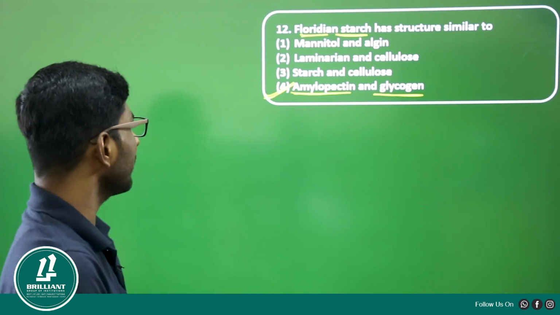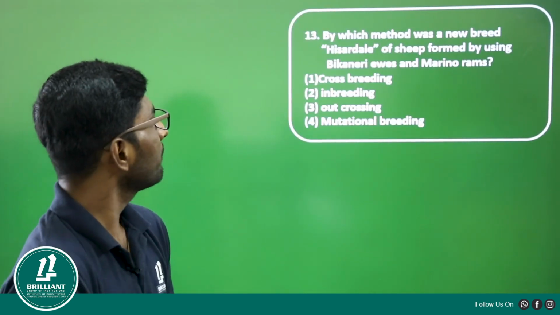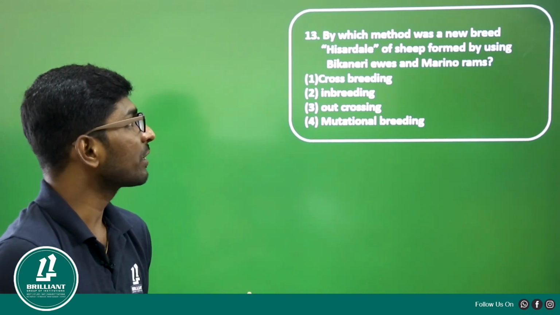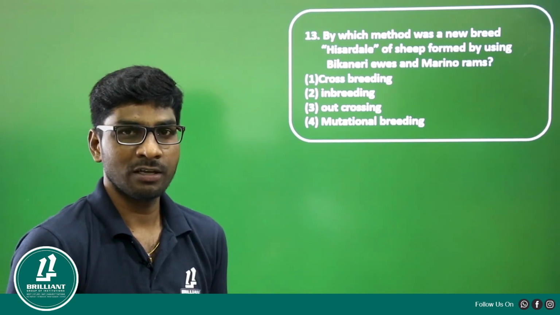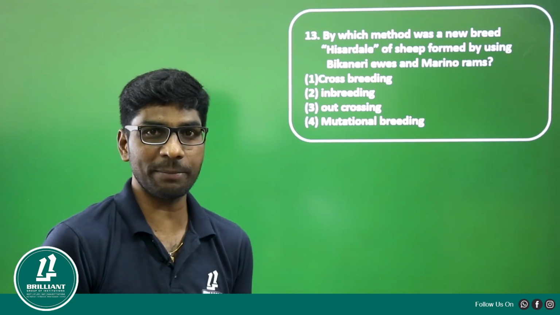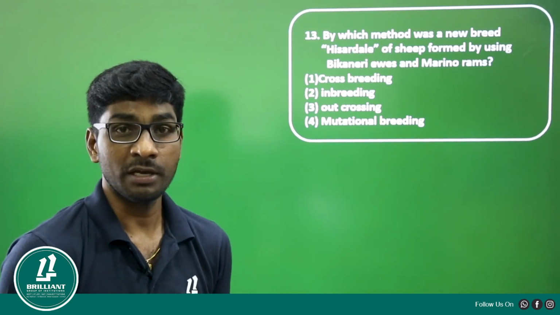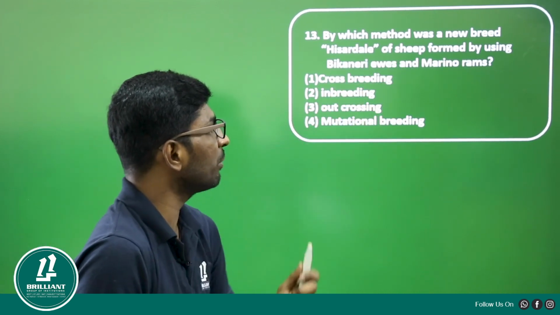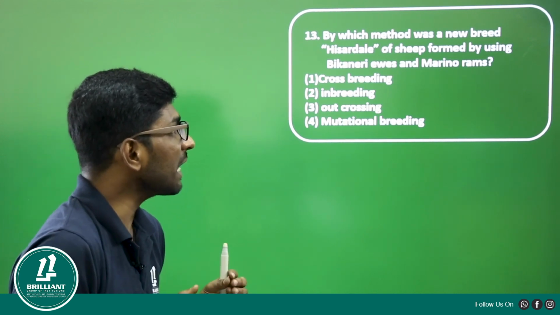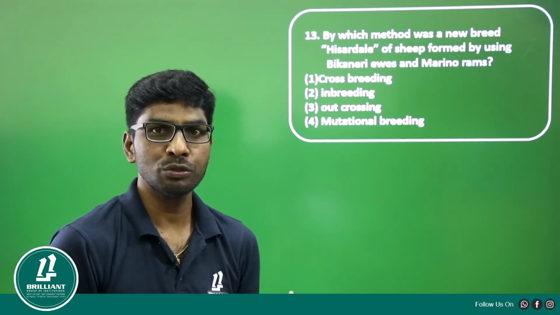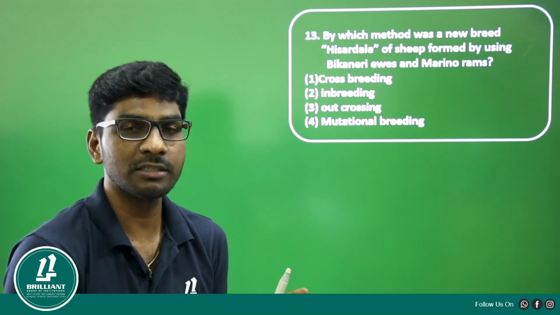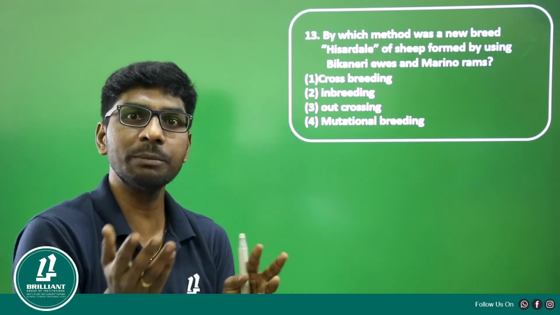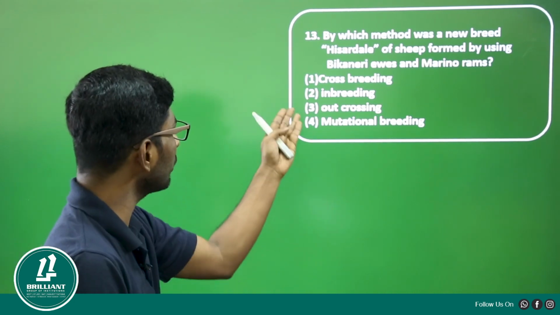So, question number 13. Let me go to the question number 13. By which method was a new breed Hisardale formed? Strategies for enhancement in food production. Do you remember this chapter? Animal husbandry topic. Hisardale of sheep is formed by using Bikaneri ewes and Merino rams. So a cross between two different breeds is called what? Crossbreeding. Very simple. Look at the option 1. Crossbreeding.